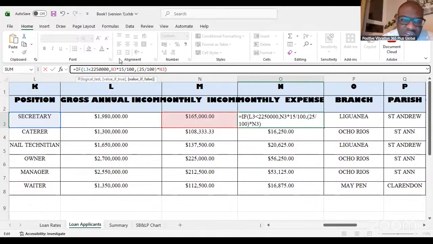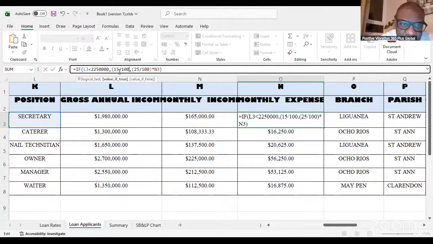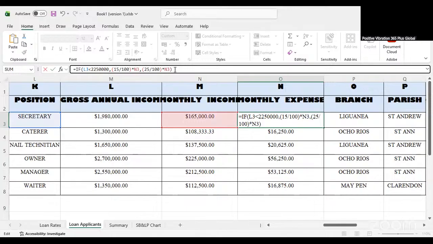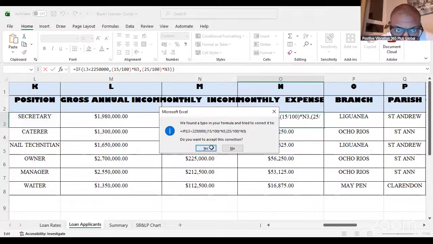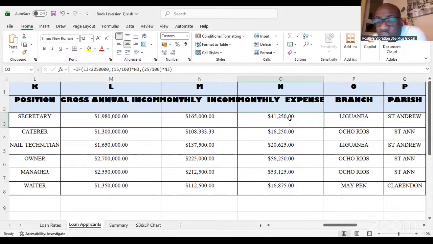I feel like the parts are wrong. I don't know. Yes, sir, because it'll be IF again. 25 and then put times N3, which is that. Tell me if that looks right now. Use a calculator and check. So if it is less than, it should be what? 15%. If it's more than.